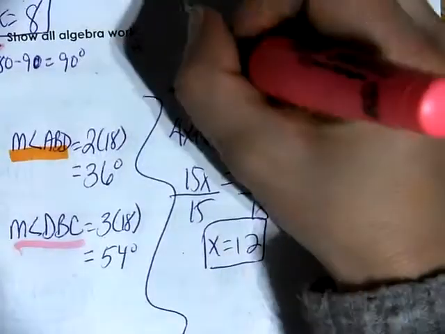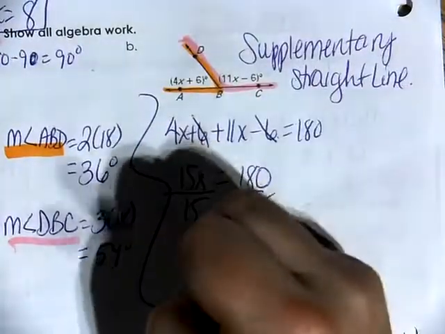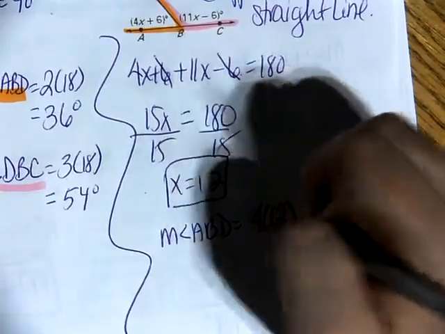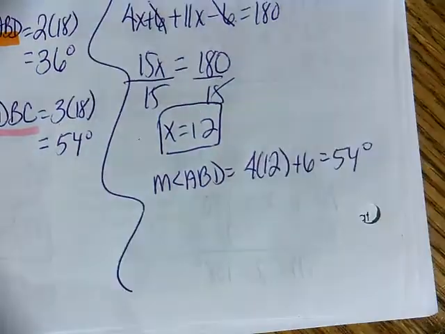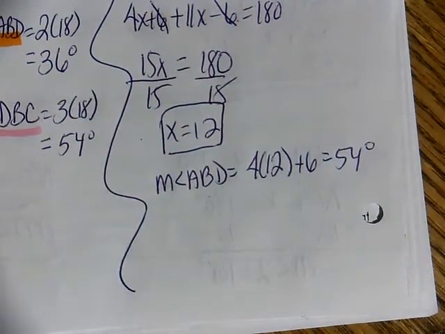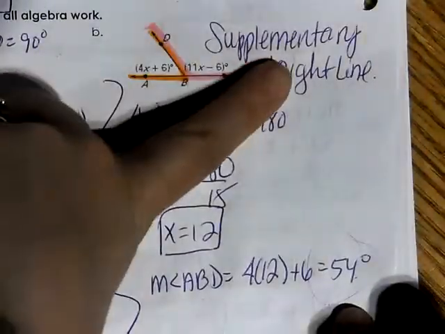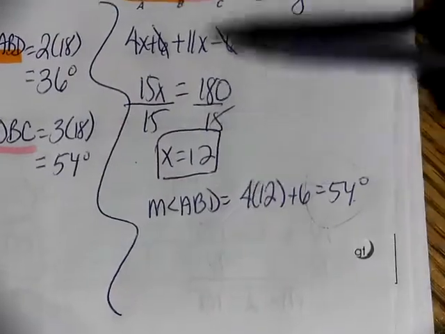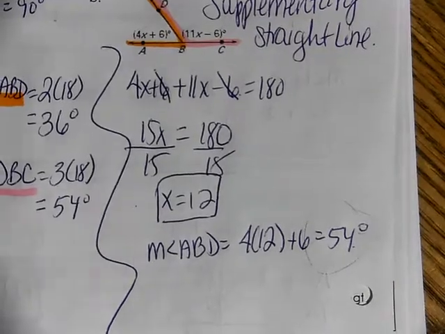Then I also want to find the measure of angle DBC. I'm going to maintain the same colors that I used before. The measure of angle ABD this time is equal to 4 times 12 plus 6. That's 48 plus 6, which is equal to 54 degrees this time around. But it's not going to be 54 and 36 this time. Remember that they are supplementary, so they add to equal 180 degrees. So you have a choice. You can either plug 12 directly into the other expression, or you can go 180 minus 54. It just depends on what you want to do.